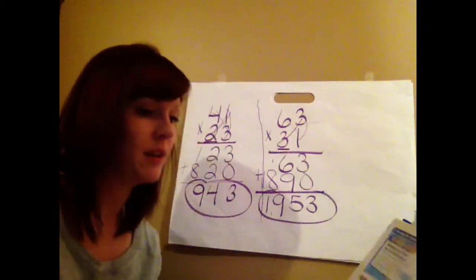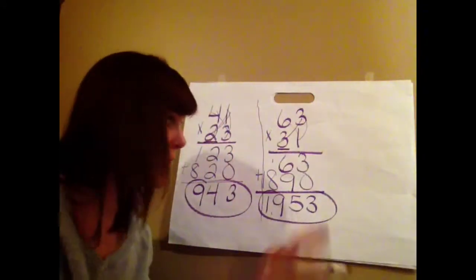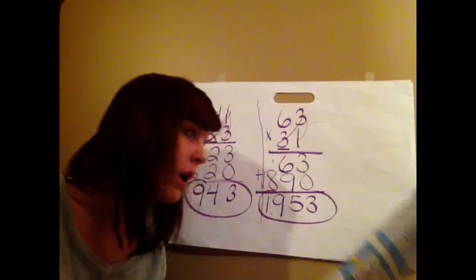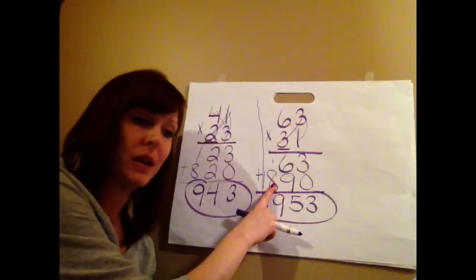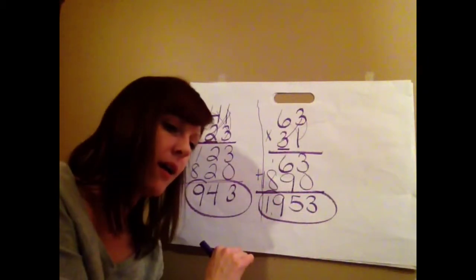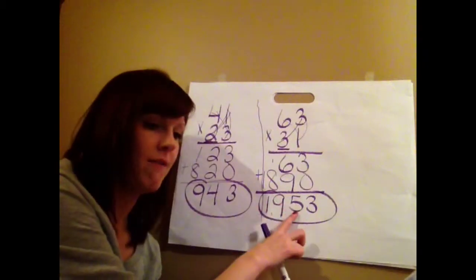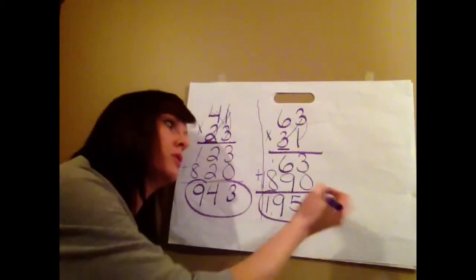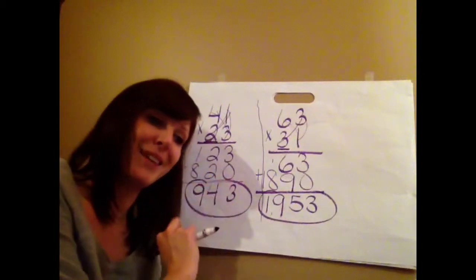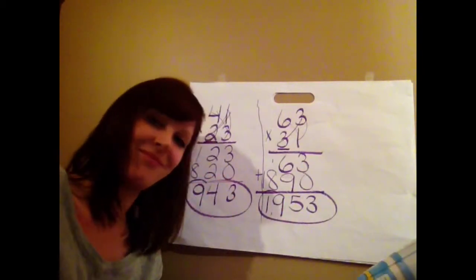The blank that it gives us is blank 3. We got that 3. We're good. 1-8 is what it gives us. 9-0 is what we're missing. And 1-9-5 is what it gives us. So we filled out that 3. So our final answer is 1,953. Okay.